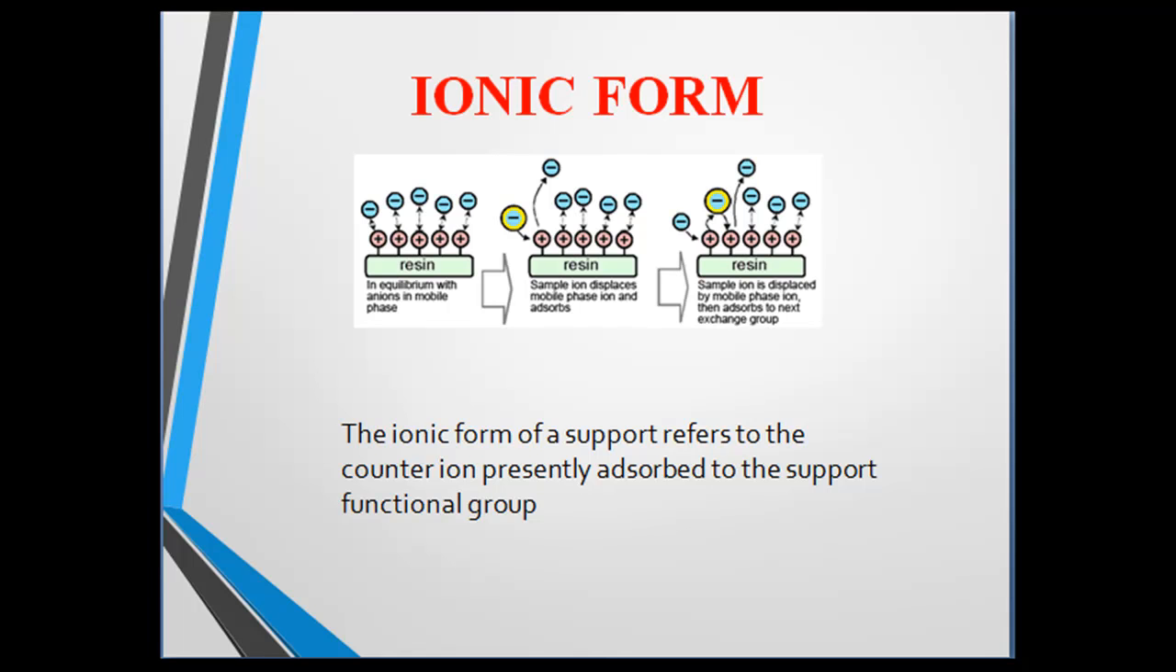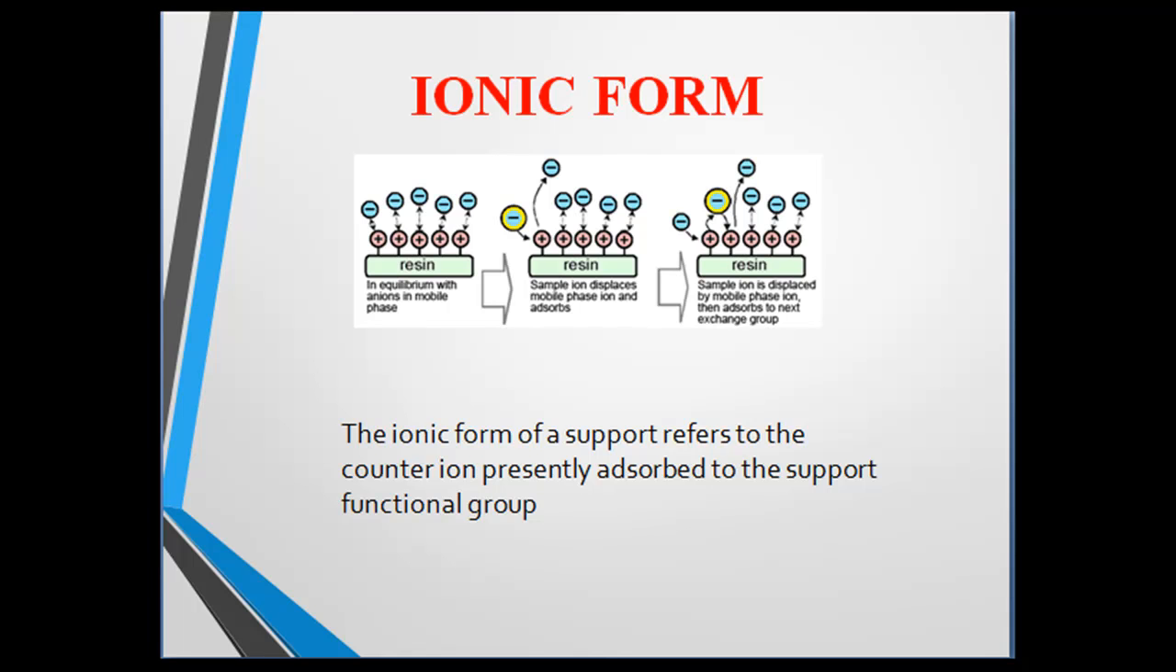Consequently, the appropriate ionic form will depend on the relative selectivity of the sample ion to be adsorbed. In general, the ionic form should have lower selectivity for the functional group than the sample ion, so that the sample ion will displace the counter ions and adsorb to the support. The sample ion can then be eluted by a second counter ion with a higher selectivity for the support matrix. So in this way, ionic form influences ion exchange chromatography.